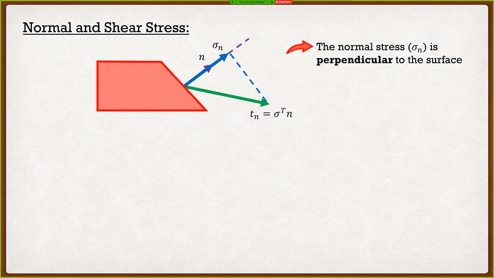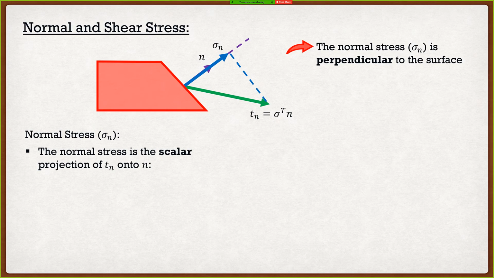Those of you who have taken mechanics of materials all the way back in undergrad are familiar with normal stress. This is where it comes from, the traction vector. So this normal stress is the stress component that's perpendicular to our cut, perpendicular to the surface of our cut. How do we calculate it? Well, it's simply the scalar projection of Tn onto n.